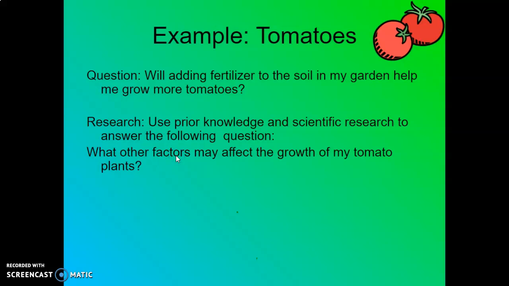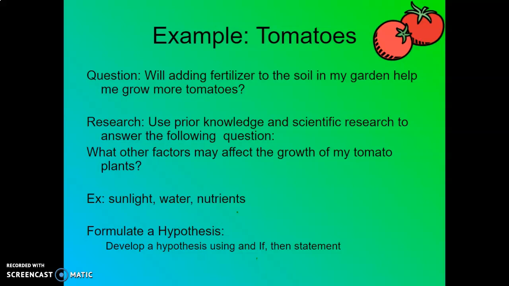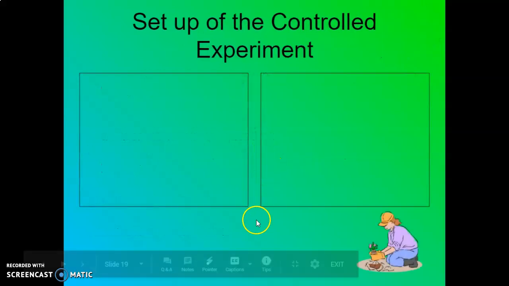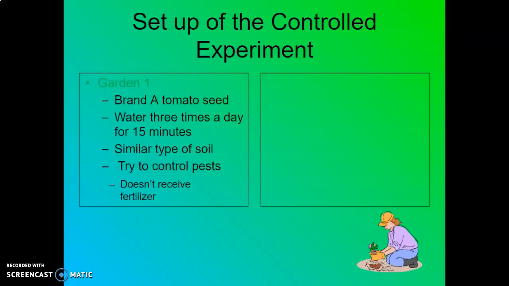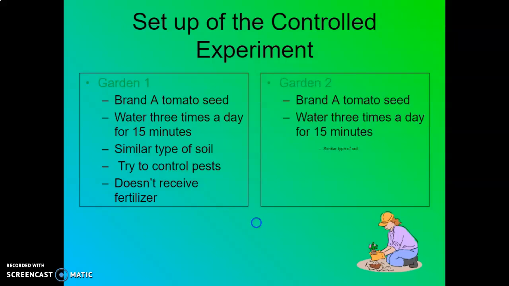So then you would form a hypothesis. So a hypothesis is always in an if-then statement. So for example, it could be, if I add fertilizer to my garden, then I will grow more tomatoes. So it's an if and then a then statement. So here's my setup of my controlled experiment. So remember, it's going to have to include 4 different components. So here's my garden 1, and then here's my garden 2.